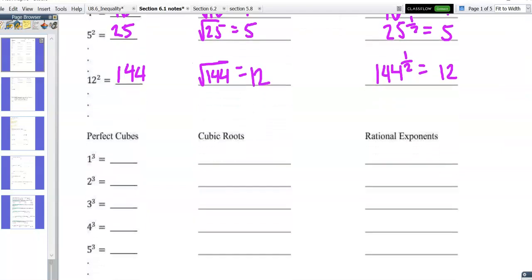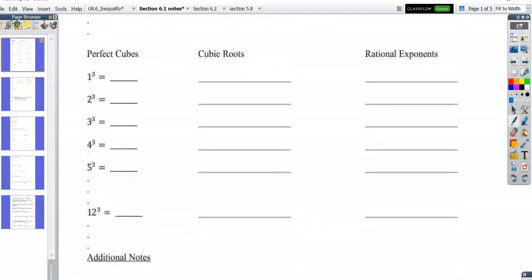Now let's look at this in terms of cubes and cubic roots. If you have 1 cubed, that's the same as 1 times 1 times 1, which is 1. And then 2 times 2 times 2, that makes 8. 3 times 3 times 3, we get 27. 4 times 4 times 4, 64. 5 times 5 times 5, 125. And then the last value, we're taking 12 times 12 times 12, and we should be getting a pretty big number, 1,728.